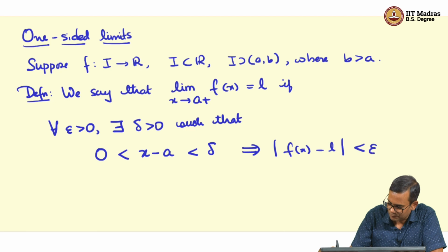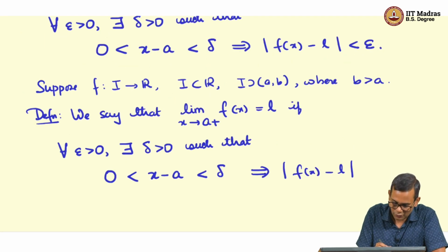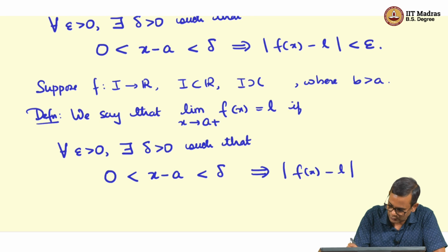implies that the absolute value of f(x) minus L is less than epsilon. In order to talk about the left limit, we just need to change the definition of the right limit, which I have copied again over here, and make a few minor changes. So, firstly we need the function to be defined a little to the left of the point a. So, let me change this to (b, a), where b is less than a.